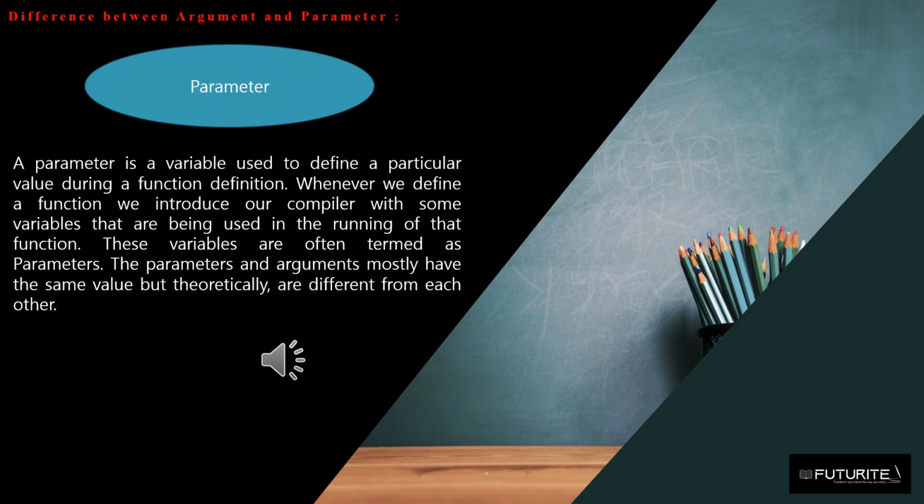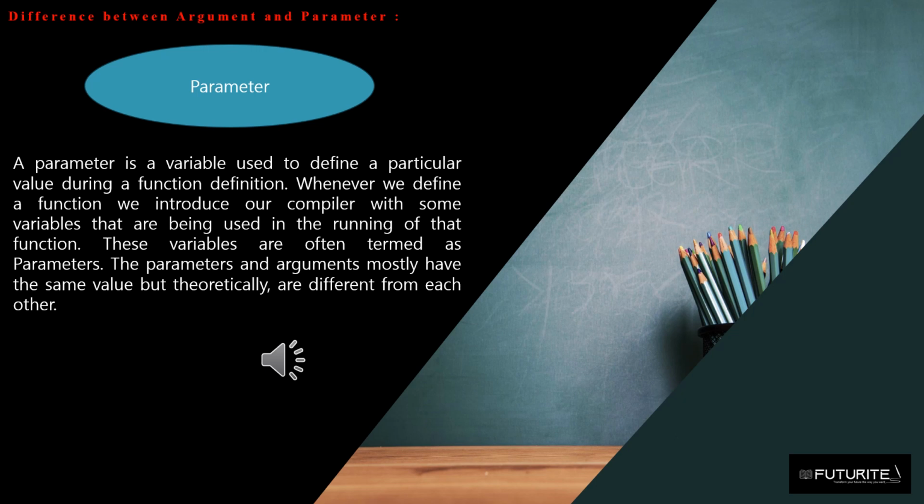Learners, now what is a parameter? A parameter is a variable used to define a particular value during a function definition. Whenever we define a function, we introduce our compiler to some variables that are used in running that function, right? So whenever the function is defined, we use a variable which will hold the value that is being passed in the argument. So the value is the argument, and the variable while defining the method is the parameter.